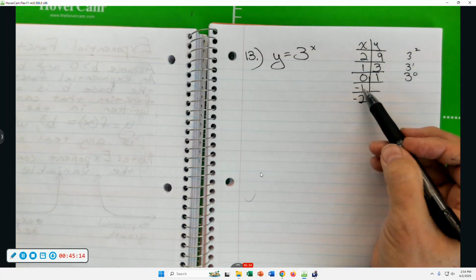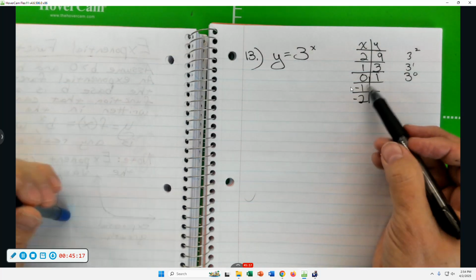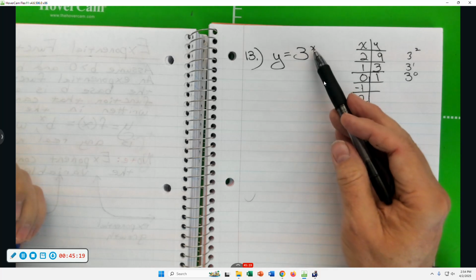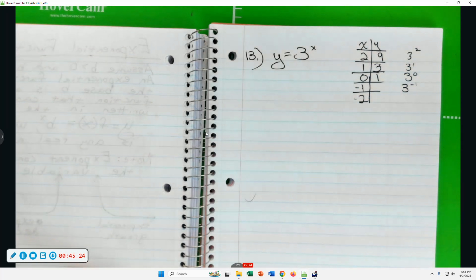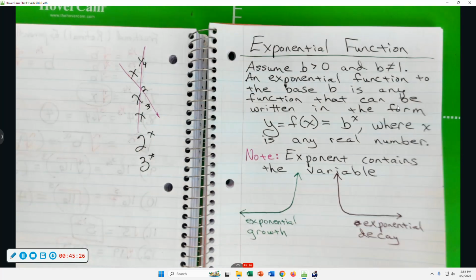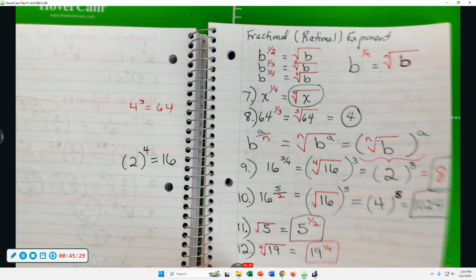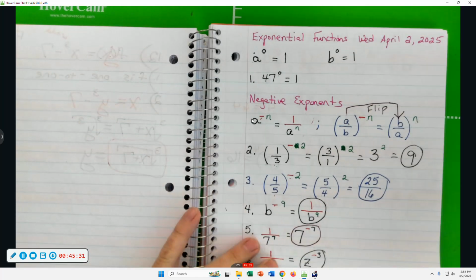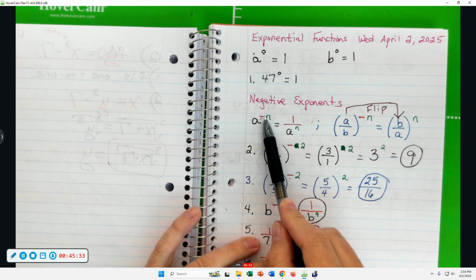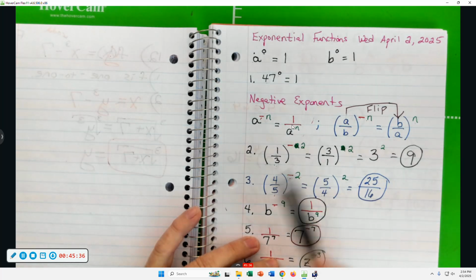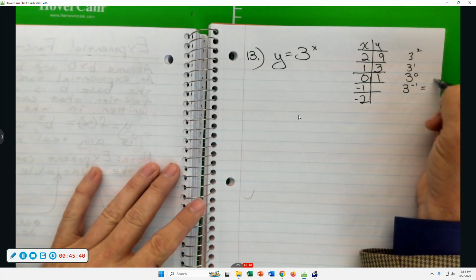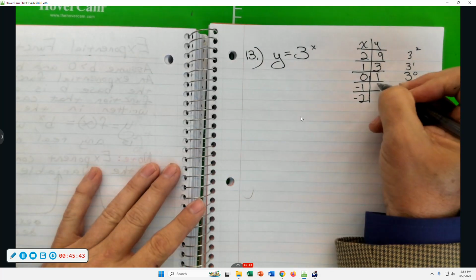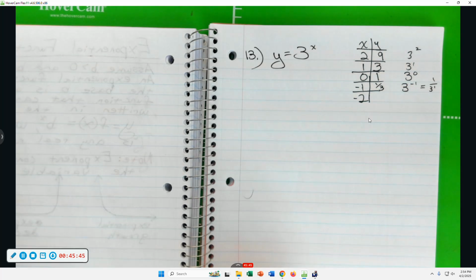Now, -1. This is where you better remember that stuff about negative exponents. In place of that x, we have 3 to the -1 power. What is 3 to the -1 power? Where did he define negative exponents? Right here. 3 to the -1 is the same thing as 1 over 3 to the +1, which is 1/3.